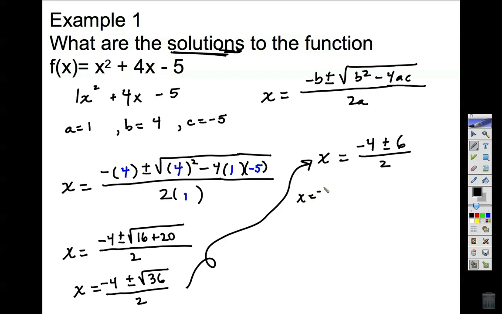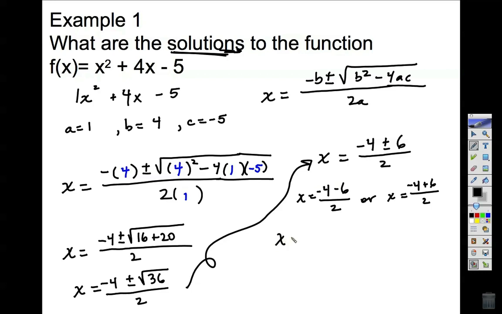X is equal to negative 4 minus 6 all over 2, or x equals negative 4 plus 6 all over 2. I like using the negative first because it reminds me that I still need to use the positive. If I use the positive, more than likely I'm going to forget that there is a different solution.